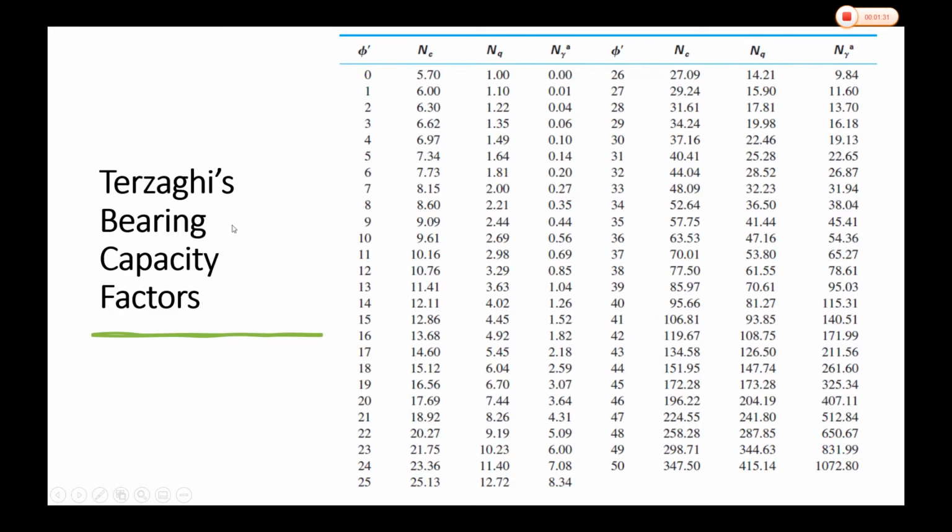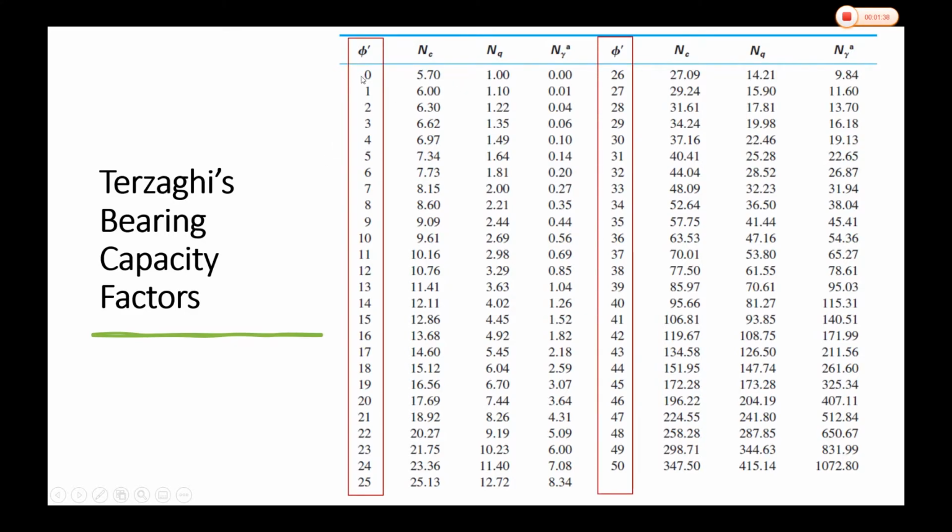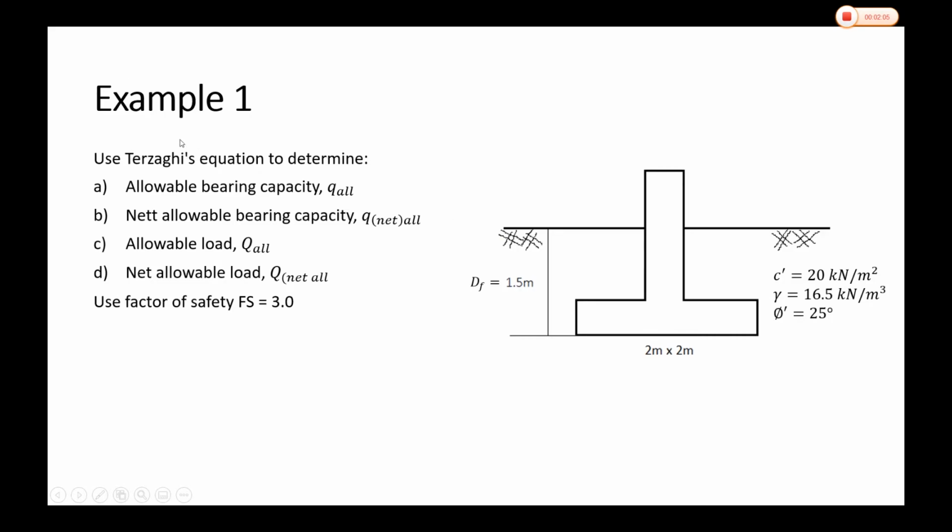As you can see here, in the column of the table, we have the angle of friction from 0 to 50. And you can see that we have the bearing capacity factors, N subscript C, N subscript Q, and N subscript gamma. So we will use this table in order to complete the solutions of the example. Okay, now we will proceed with example 1.